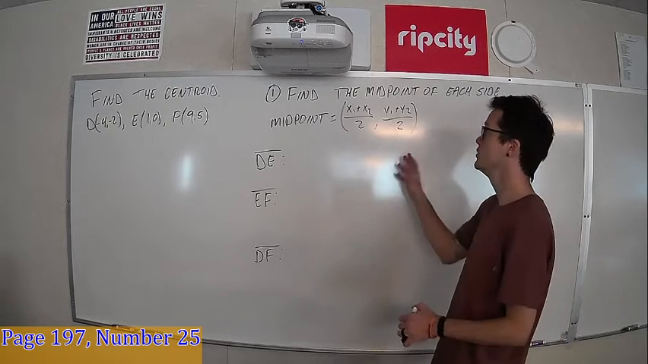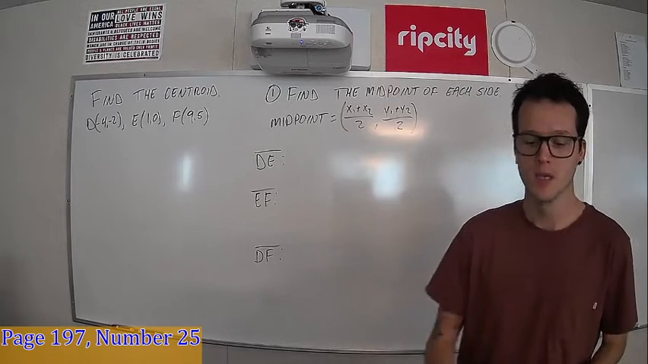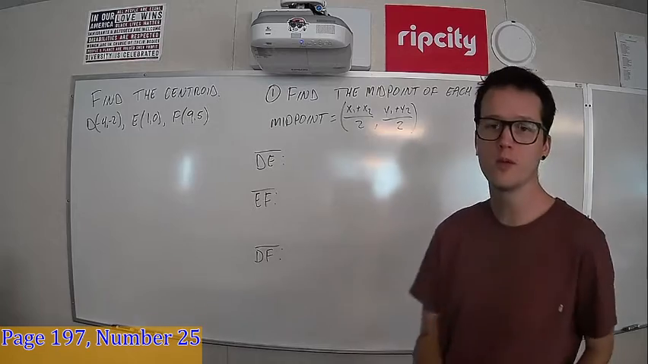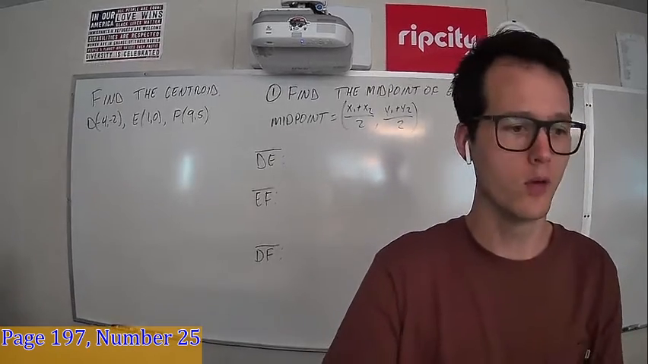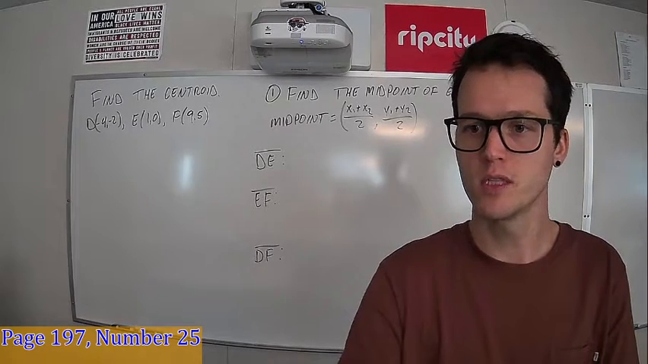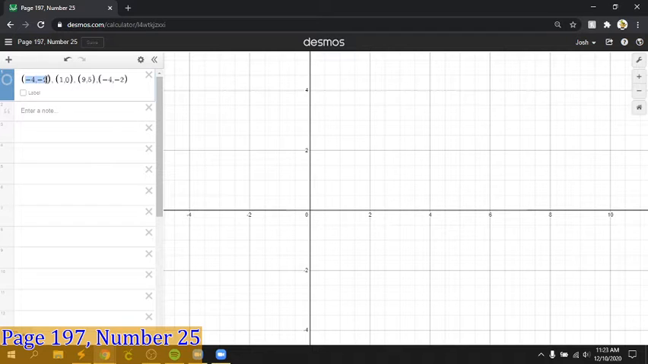So first thing, we do need to do a little bit of algebra to find the midpoint of each of these sides. Actually, before we do that, I want to show you real quick in Desmos how I've plotted things so far. Here's my Desmos. Here are the 3 points, -4, -2, 1, 0, and 9, 5. These were given. I haven't done any math yet. I just plugged them in.